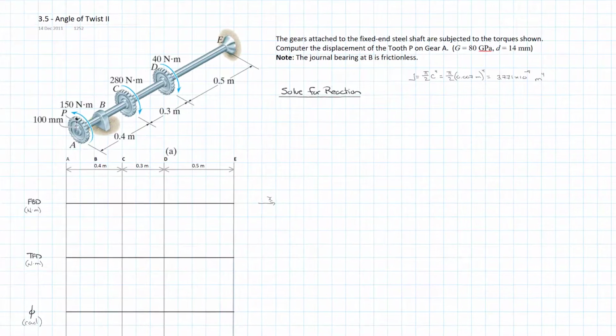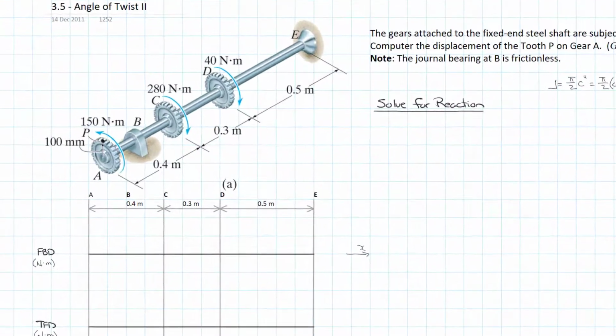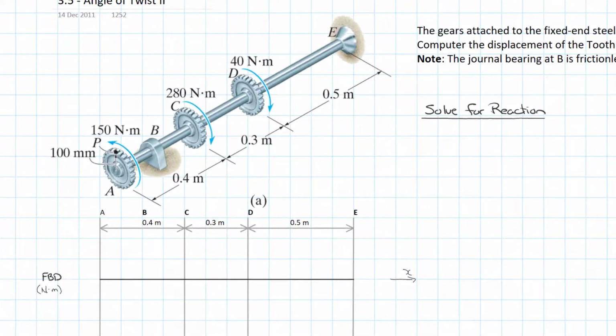So let's jump down to the free body diagram. I'm going to add the externally applied torques or loads. So we have a torque at A, a torque at C going in the other direction. I'll go back and put in the values in just a second here. And then, of course, we have a reaction at the support at E. It's going the other direction.